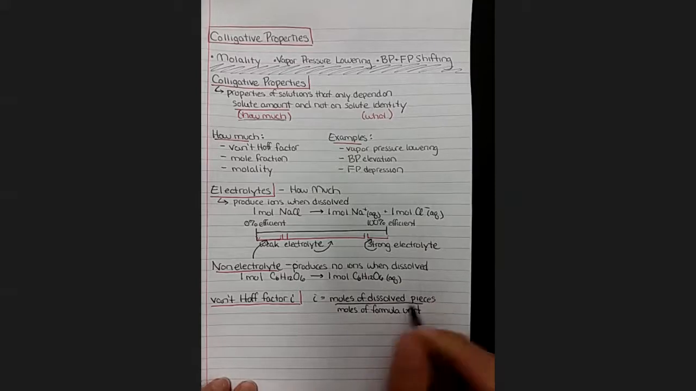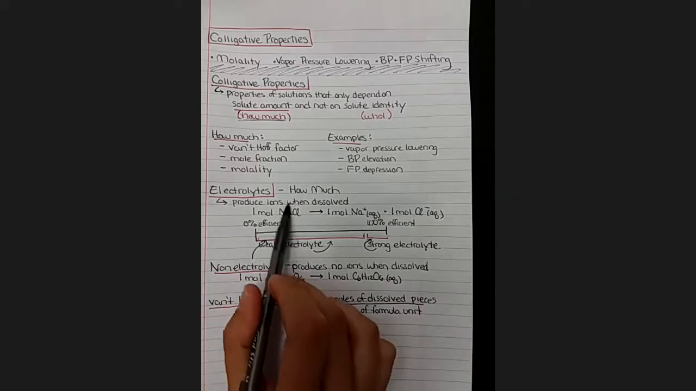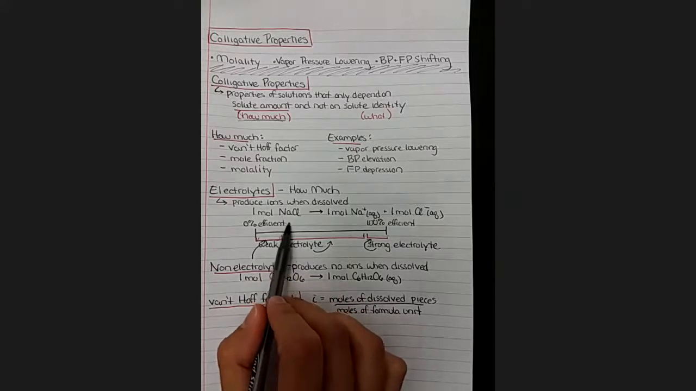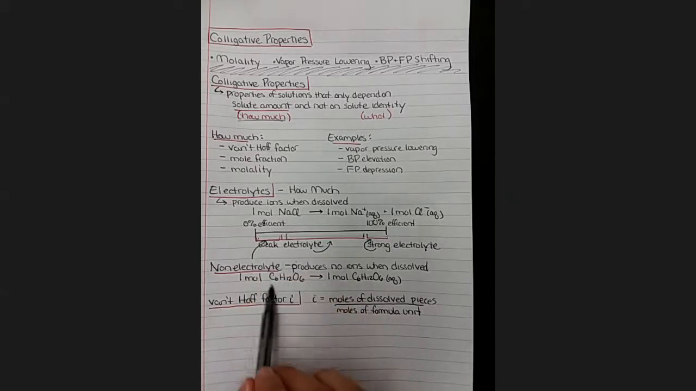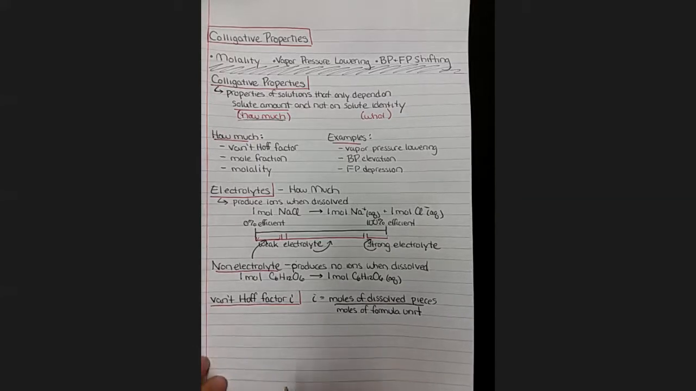And this might be an unfamiliar term for you. The formula unit is just the unit that you put into the solution. So the sodium chloride or the C6H12O6, that is the formula unit that I put into the solution. So let's give an example of these.